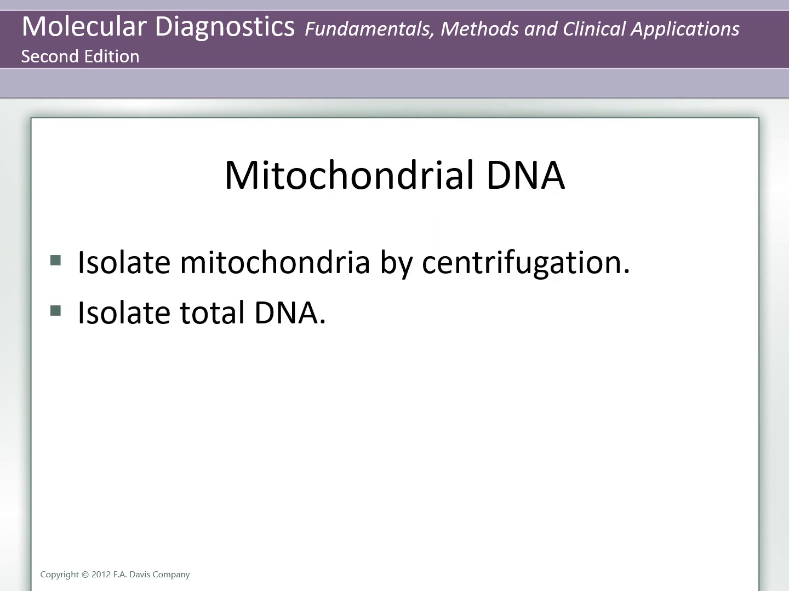Mitochondrial DNA can also be isolated for testing. There are two approaches to the isolation of mitochondrial DNA from eukaryotic cells. One method is to first isolate the mitochondria by centrifugation. After cell preparations are homogenized by grinding on ice, the homogenate is centrifuged at low speed to pellet intact cells, nuclei, and cell debris. The mitochondria can be pelleted from the supernatant in a second high-speed centrifugation.